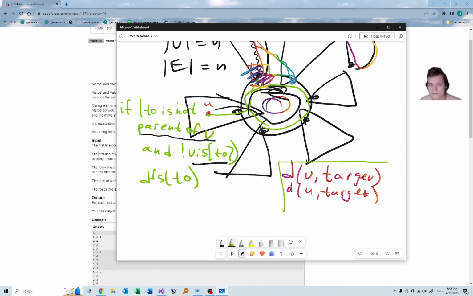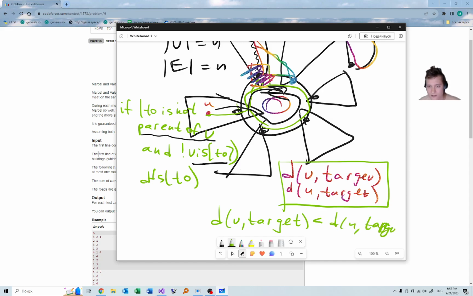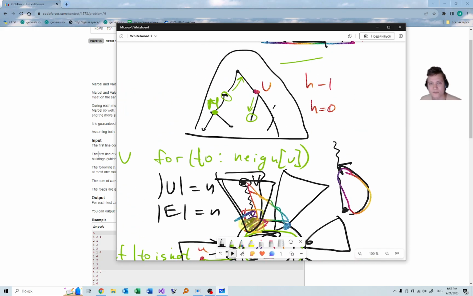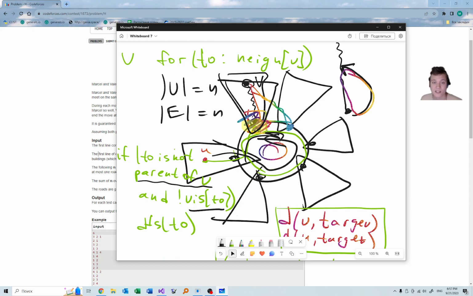You check these. And if d of V and target is less than d of U and target, then Valery can get to this vertex strictly before Marcel. So now he is on the cycle and he can run away. Otherwise, he cannot, because Marcel gets to this point, Valery is still in this tree, and now Marcel can run the strategy which I explained to you before. So that's the end.